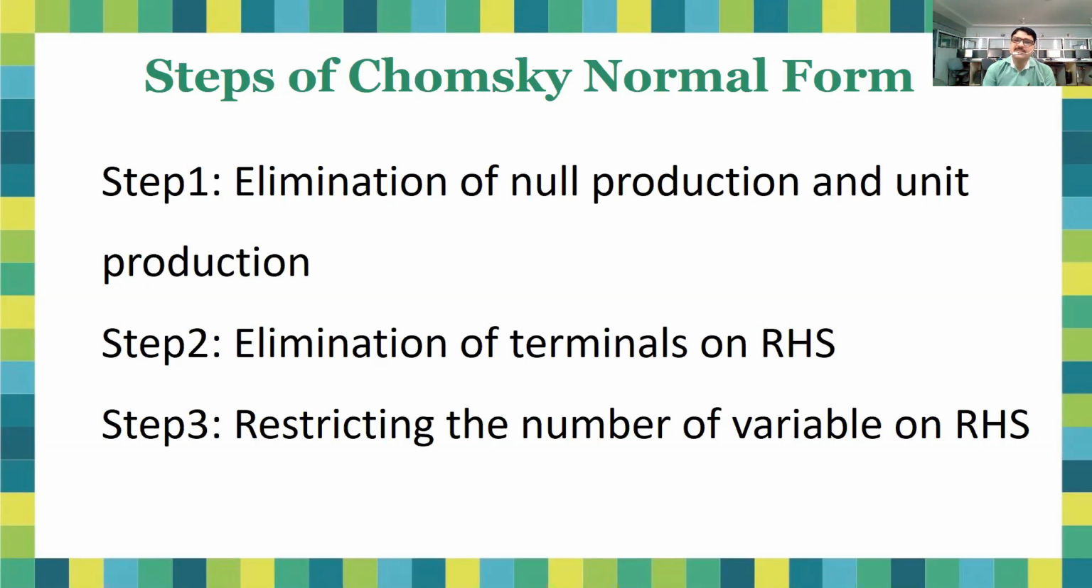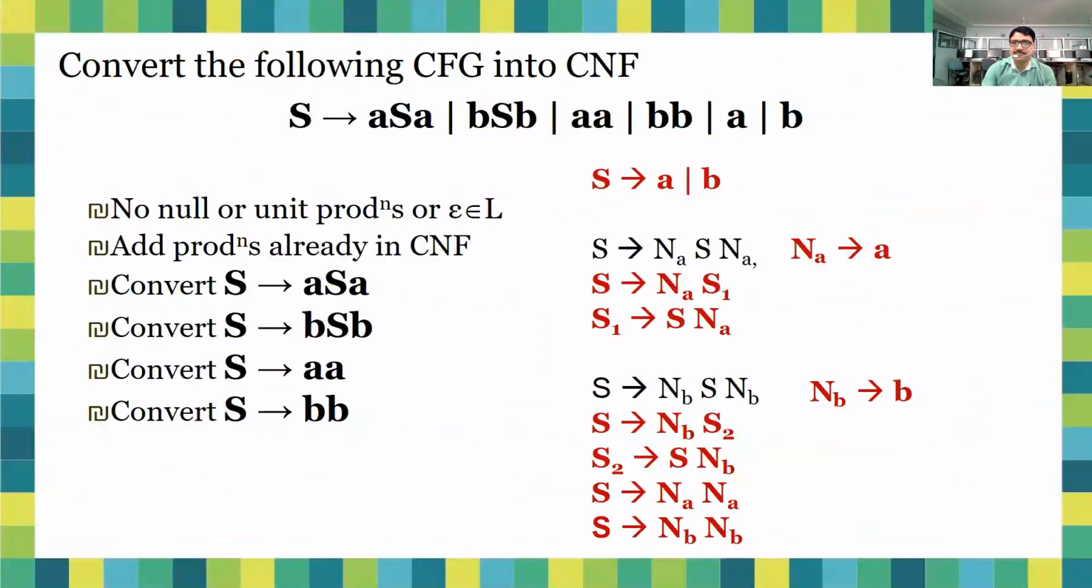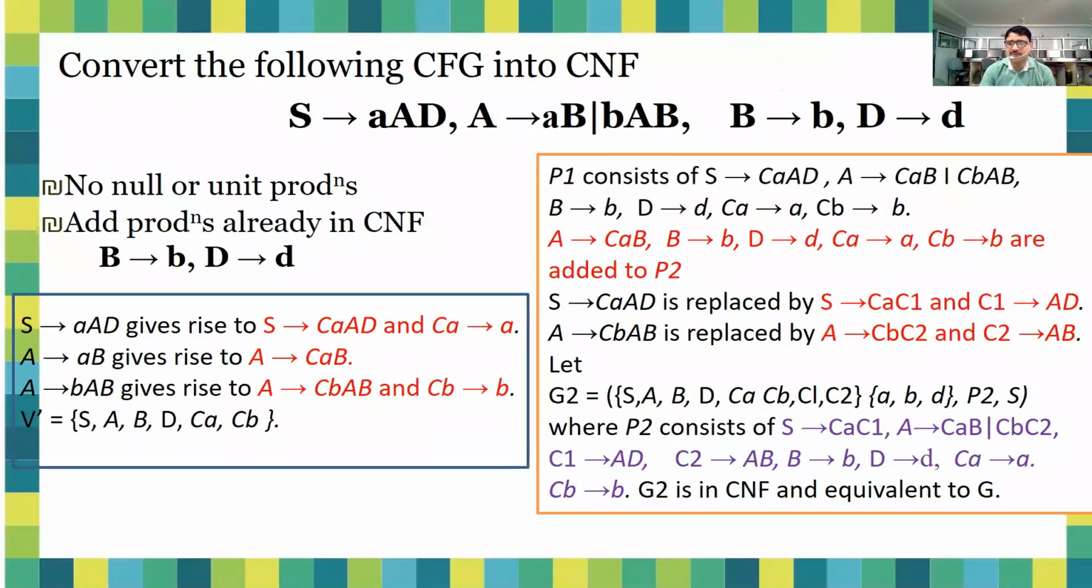And the third step is restriction of the number of variables on the right hand side. If the number of variables on the right hand side is more than two, then in this situation we have to restrict the number of variables. So these are the basic steps that we have to perform at the time of converting a context-free grammar into normal form. I would like to share an example, and we will discuss with the help of this example.